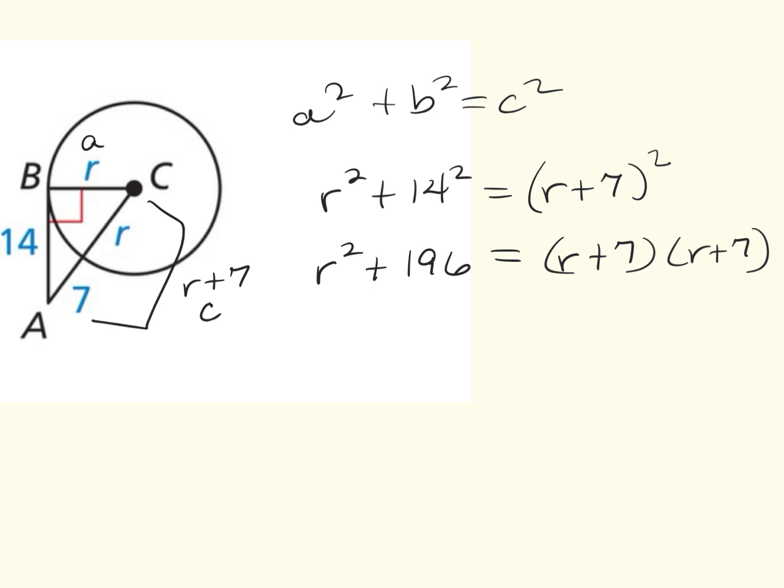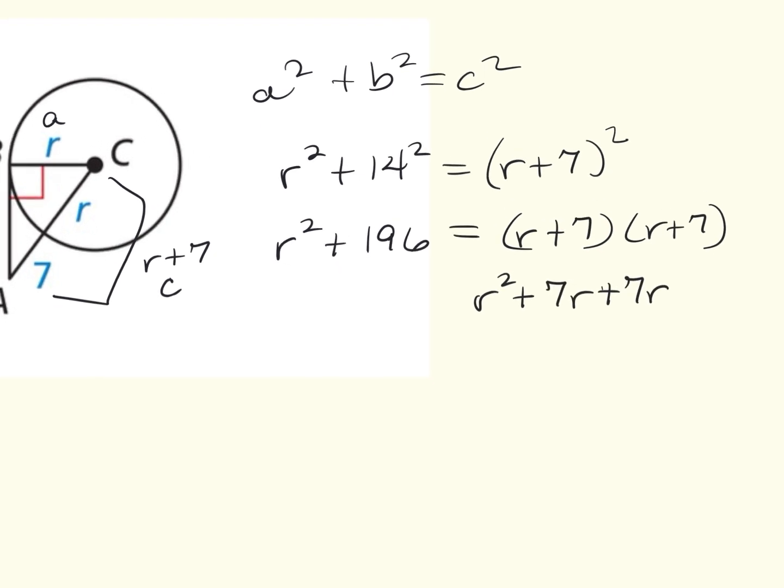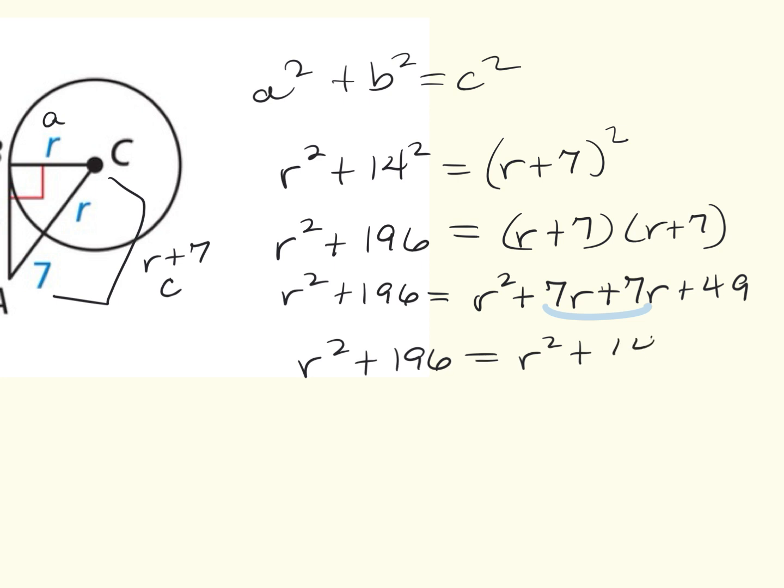So this will give me r squared when I do first. Outside gives me 7r. Inside gives me 7r. And then last, 7 times 7 is 49. And then now, drop down the 196. And now what I'm going to do is combine my 7r's. So I can combine these like terms. So I get r squared plus 196 equals r squared plus 14r plus 49.